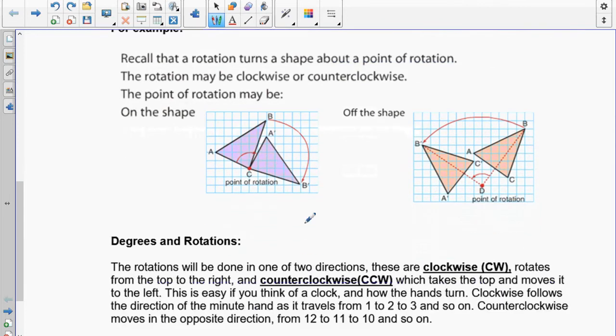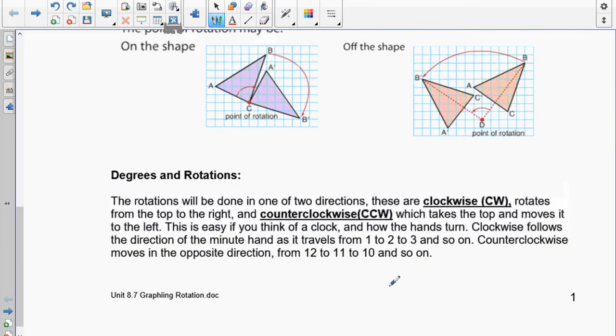So let's take a look at the degrees and the rotations. We're always going to be working with clockwise and counterclockwise. Now, rather than write the word clockwise, you're going to be able to use CW. For counterclockwise, it's just CCW. Whenever you do a rotation, you have to give me the direction that the turn is going to be in. And you also have to tell me how far it is.